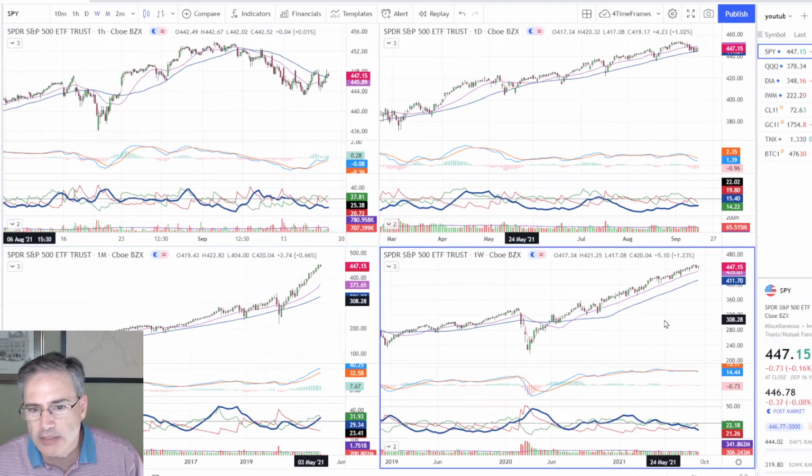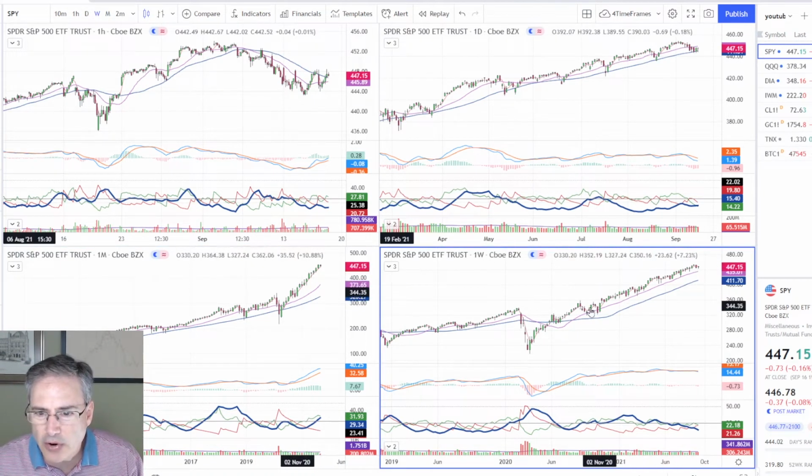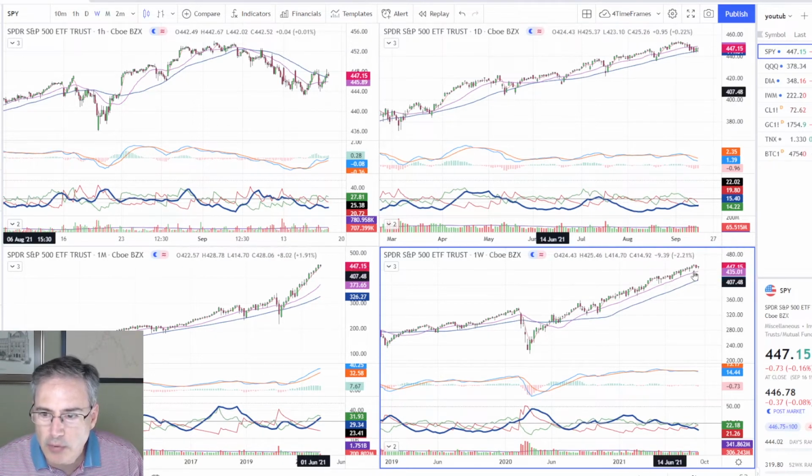Okay, so let's look at the weekly chart. The weekly chart is not overbought. It's an orderly uptrend. We've got a good-looking moving average environment, but both the MACD and the ADX are very weak here.